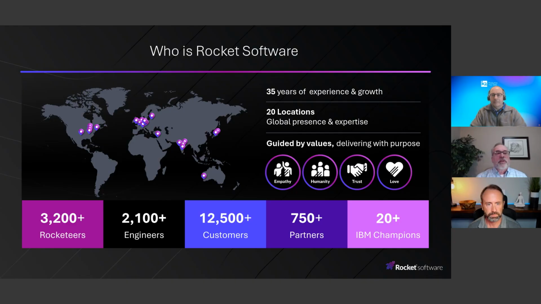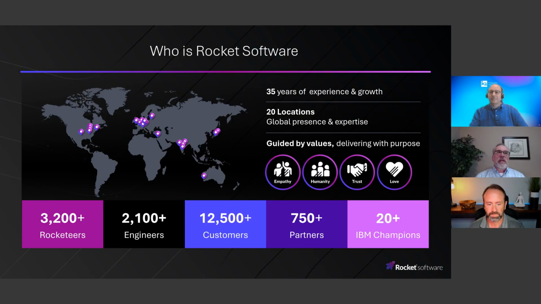There's over 3,200 Rocketeers. That's what we call ourselves internally. It's kind of a badge of honor to be a Rocketeer. And I think the nice thing about this is that of that 3,200, 2,100 of those folks are engineers, and they're the ones that are actually supporting the over 12,000 customers that we have. We're very, very proud of our partner ecosystem, and now very happy to have K2view as part of the fold.